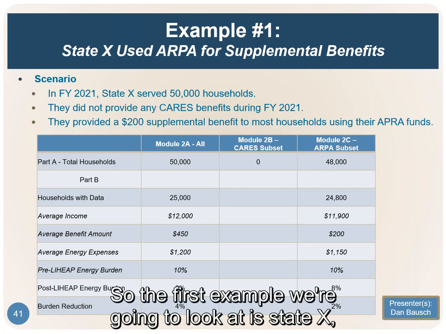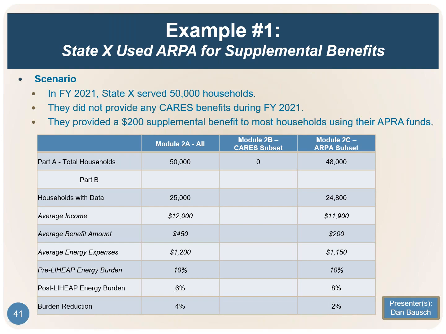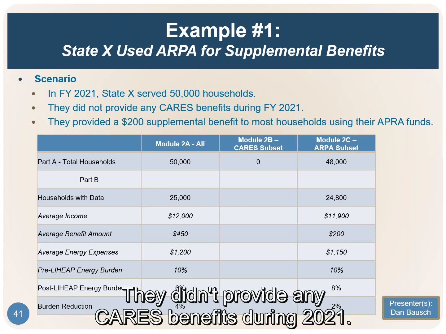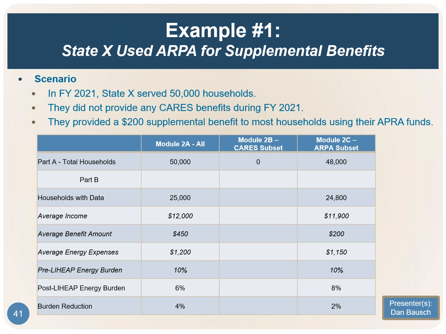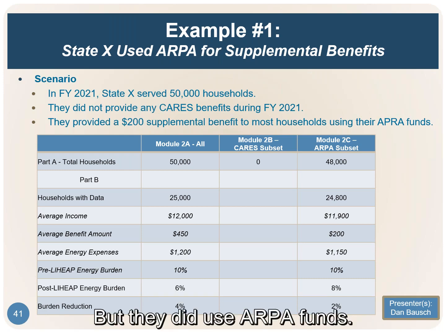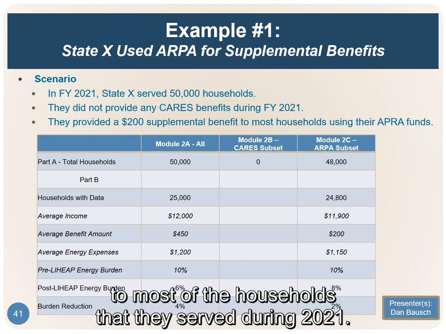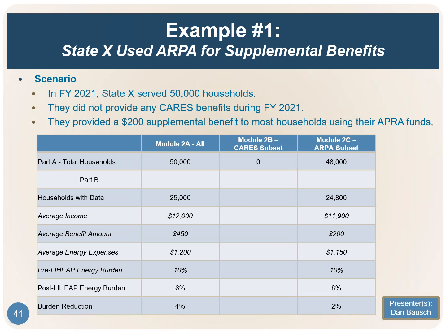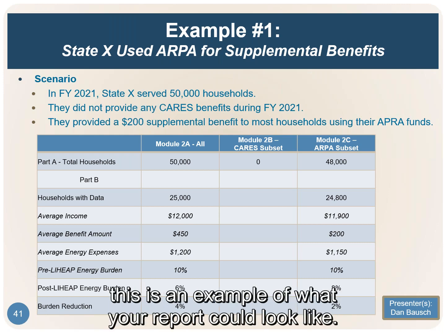Okay, so the first example we're going to look at is State X, and State X served about 50,000 households in 2021. They didn't provide any CARES benefits during 2021. They used them all the prior year, for example. But they did use ARPA funds. They provided a $200 supplemental benefit to most of the households that they served during 2021. So if your state's like this, you issued a supplemental benefit to most households, this is an example of what your report could look like.